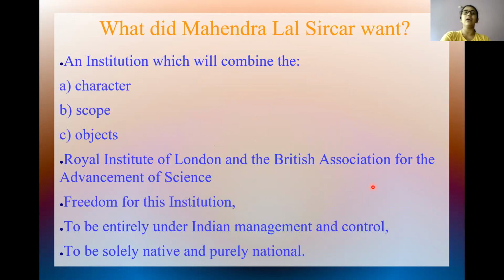Mahendralal Sarkar said to the British government that he wanted a very specific institution. He wanted an institution which would combine the character, the scope, and the objects of the Royal Institution of London, which was a very esteemed institute in the history of science, and the British Association for the Advancement of Science, because the British were undergoing the Industrial Revolution at that time. He wanted freedom for this institution, entirely under Indian management and control, only native and purely national.